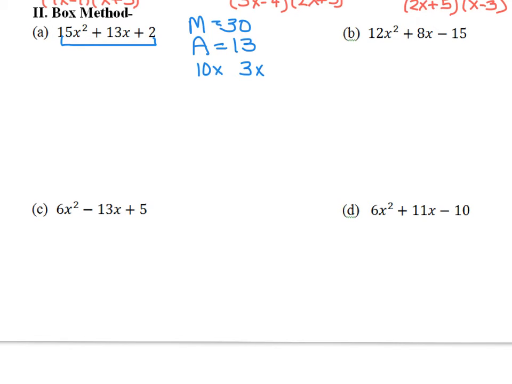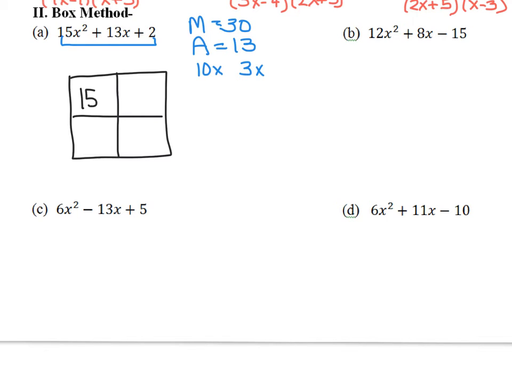Now I'm going to go ahead and make the box. So just like in the last lesson, we make our box. We put the first term up here, 15x squared. Now here's what's a little different. Instead of putting 13x, we're going to instead write 10x and 3x. It doesn't matter which order you use them in. So I'm going to say let's put 10x here, 3x here, and then finish it off with a 2.